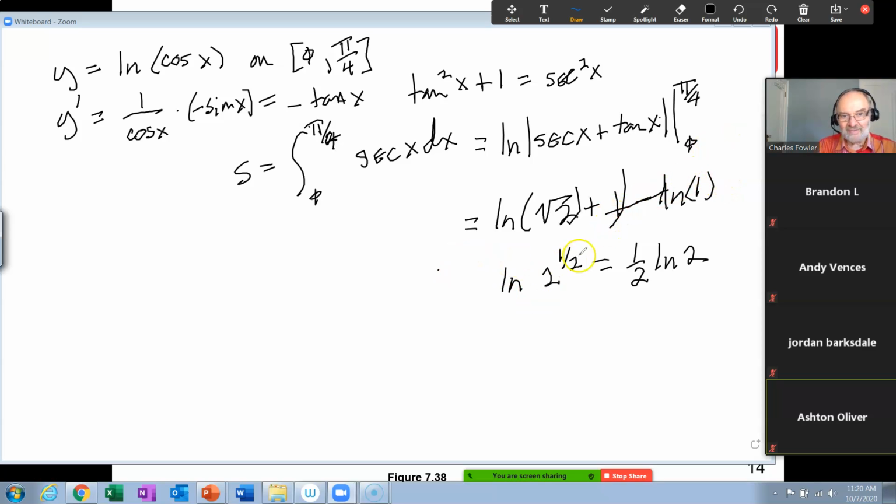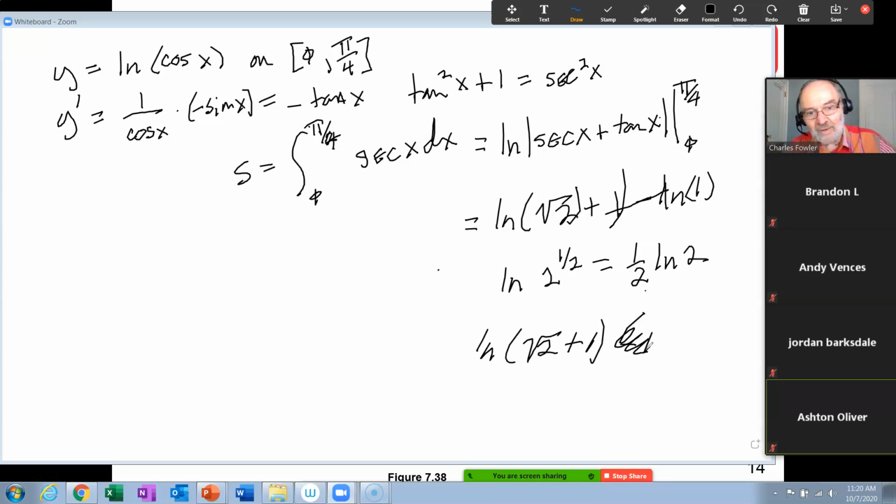So sorry about that. The answer is log of root 2 plus 1 minus 1, because minus 0. So log of root 2 plus 1. So that's where I messed up. So it's square root of 2 plus 1, and then take the log of that, and you get 0.88 something. Yeah, 0.881. Sorry about that.